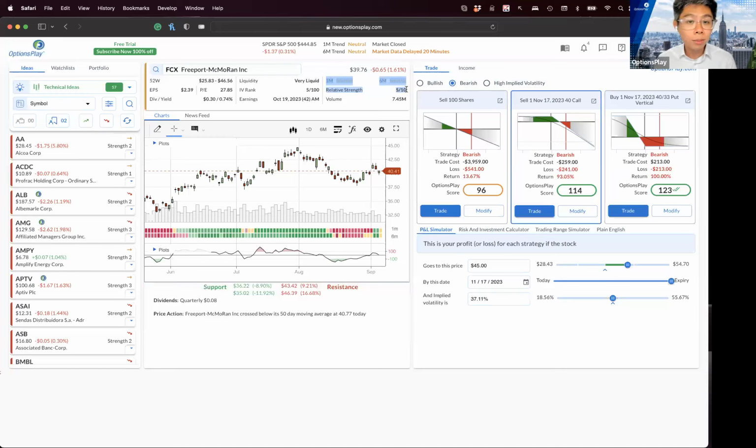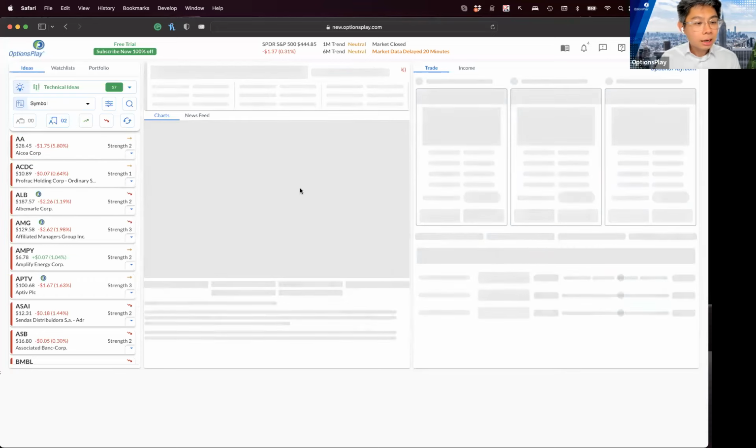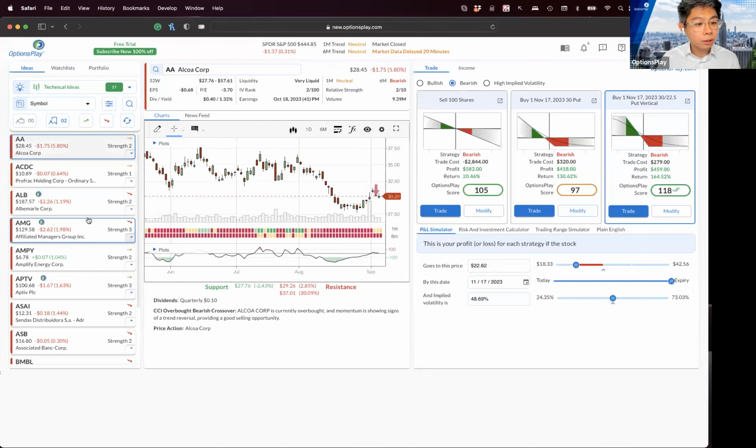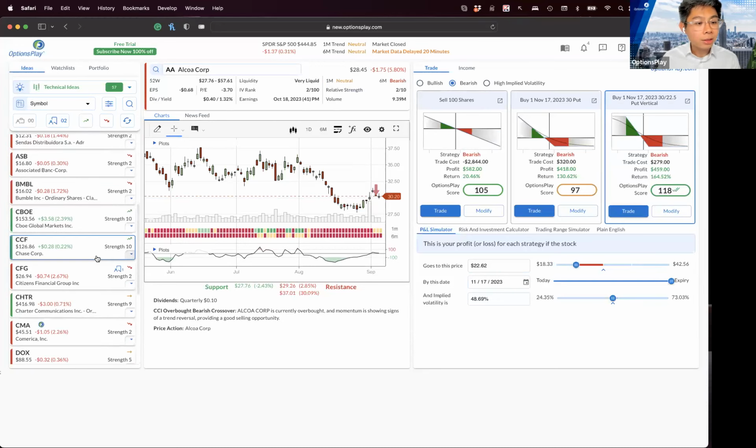So Freeport-McMoRan, 1 month is neutral, 6 month is neutral, relative strength is 5 out of 10. A very neutral stock could move in one direction or another. But let's take a look at some other stocks here. Let's look at Alcoa. Notice how our trade ideas are color coded, right? As you can see, you have the strength that tells you the relative strength of a stock, and then you have the color coding.